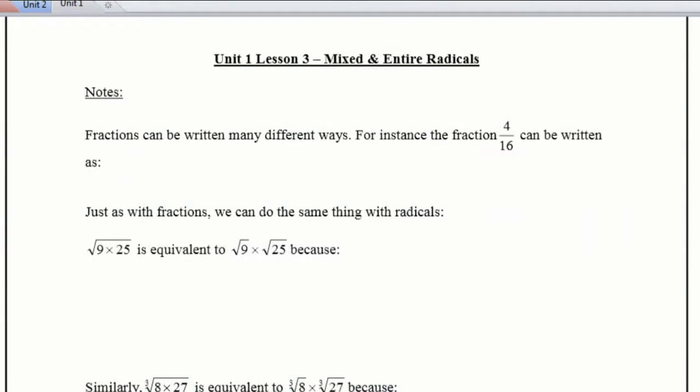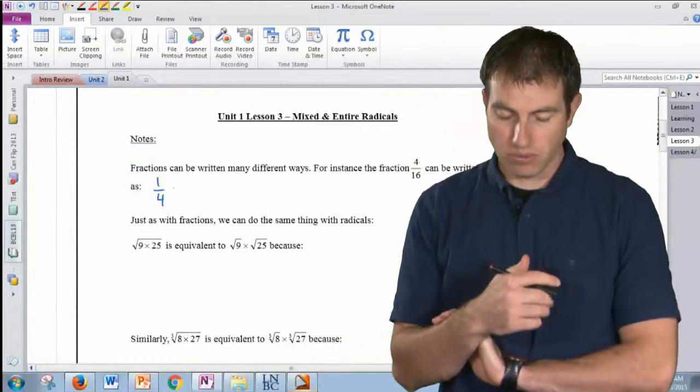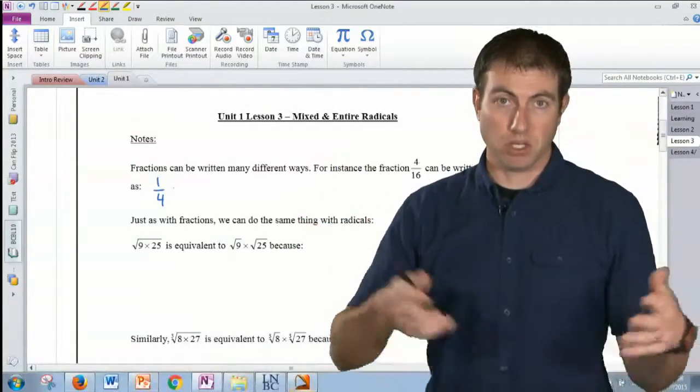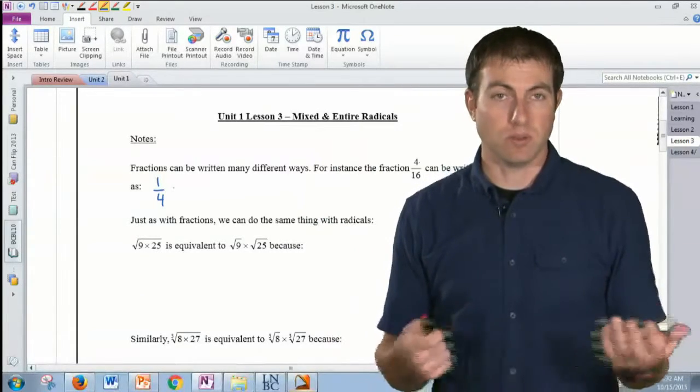For instance, 4/16 can be written in some other ways. You can think about it as simplifying it. If I have 4 and 16, 4 goes into both of those. I could write that as 1/4 if I divided both the top and bottom by 4. Taylor got the 1/4. Does it have to necessarily get simplified? No, I can make it larger. I could multiply both the top and bottom by something, and it'll still give me the same decimal, 0.25.